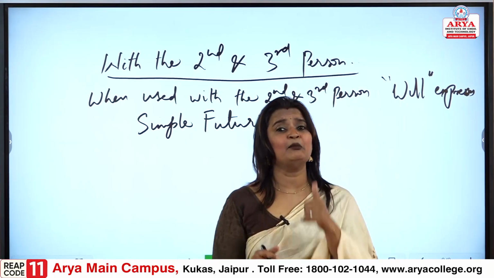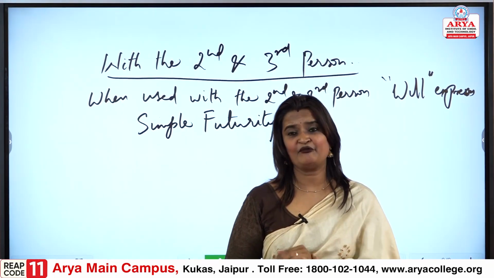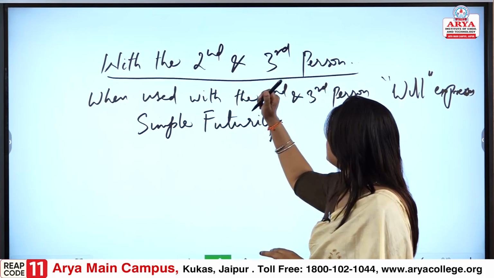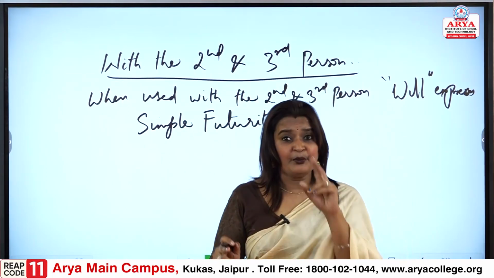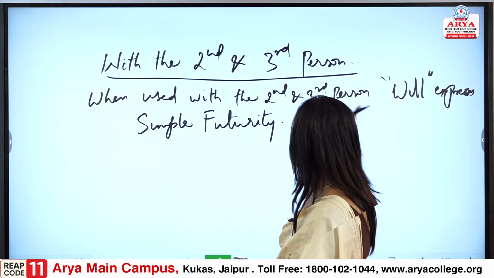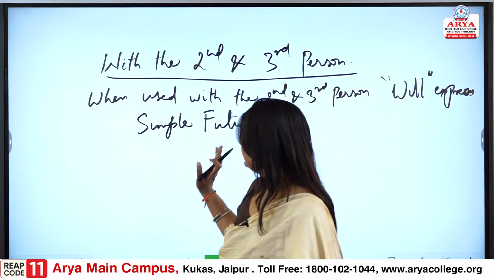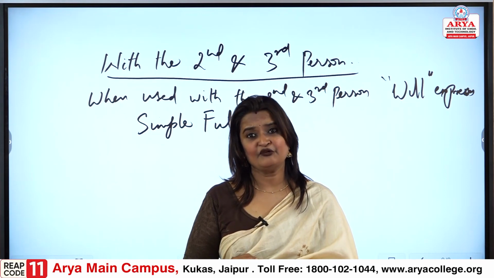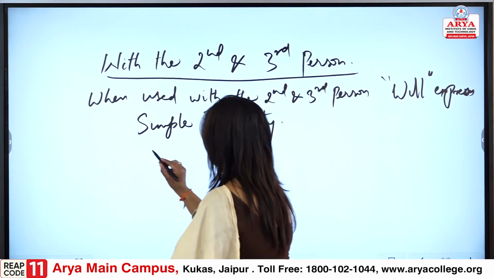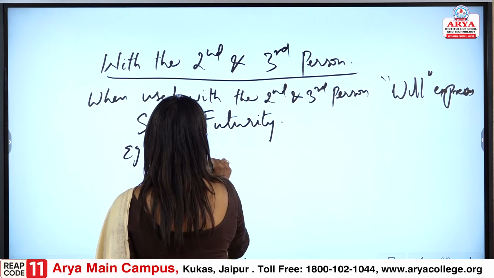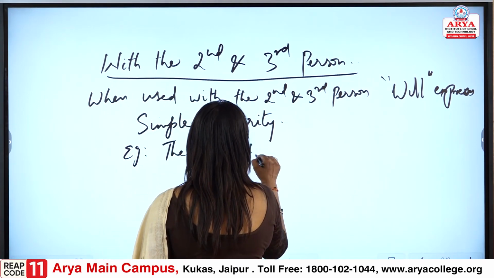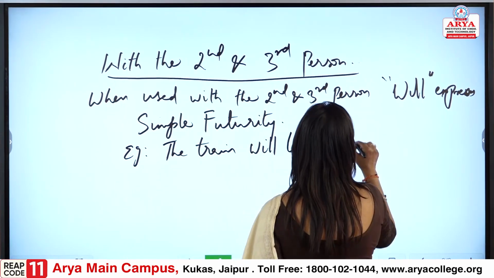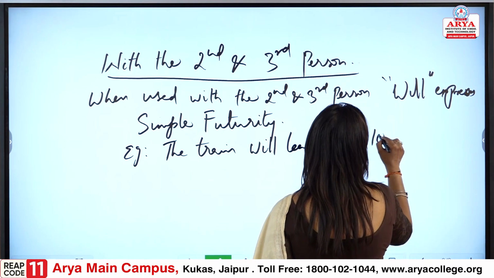Till now we were talking about the first person. Fine. Now, when we are talking about the second and the third person, will expresses simple futurity. Let us take an example for a better understanding. The train will leave at 10 a.m.